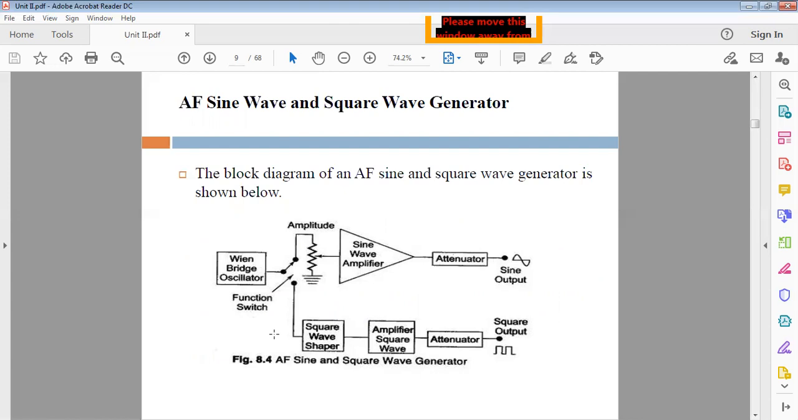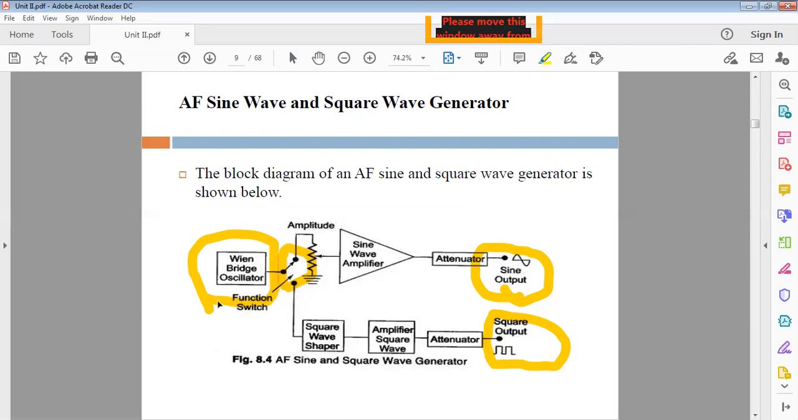In this we have a Wien-Bridge oscillator, and we have a function switch here, which is used for selecting either the sine wave output or square wave output. We have the sine wave shaper or sine wave amplifier and an attenuator, which are used to produce the sine wave output. And we have the square wave shaper, amplifier, and square wave attenuator, which are used to produce the square wave output. As we all know, the Wien-Bridge oscillator is the most suitable oscillator for the AF range. In this we are using a Wien-Bridge oscillator, that is, we have an LC tank circuit here.